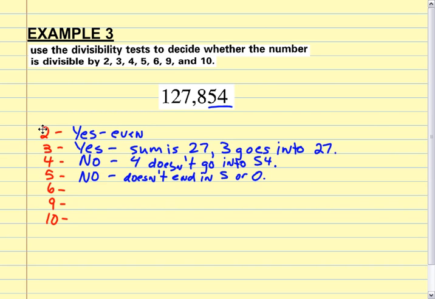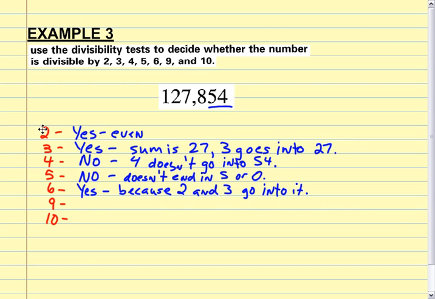What about 6? Devin, does 6 go into this number? Yes, and how do I know? Because it's even, and 2 and 3 go into it. Okay. If 2 and 3 go into it, then 6 goes into it.